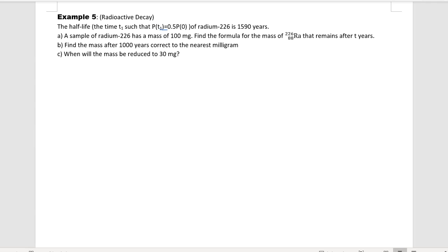So which means we want to plug in 1,000 for the t. Okay, we want to find P of 1,000, right? And then C, when will the mass be reduced to 30? So we want to find the time such that P of that time equals 30. Okay, let's see. Initial population is 100. So P0 is 100, right? Okay, then P of t equals 100 e to the kt.